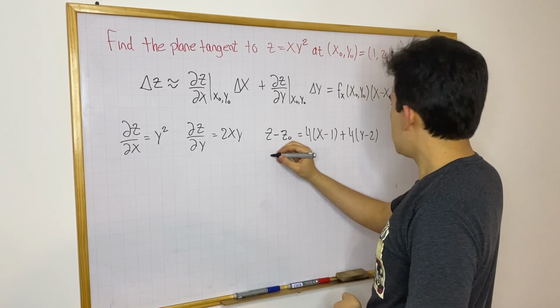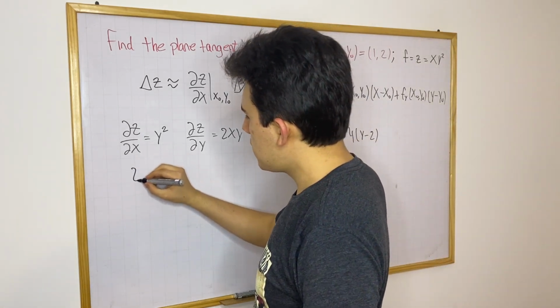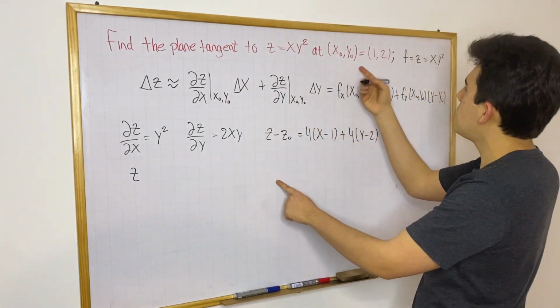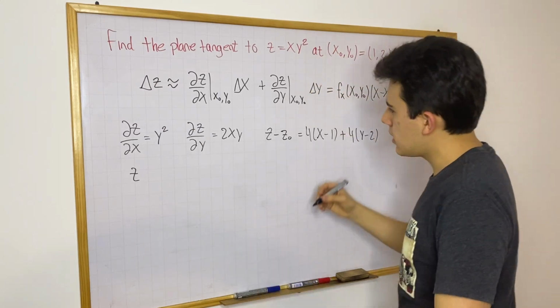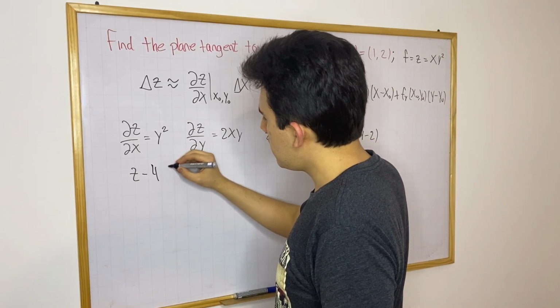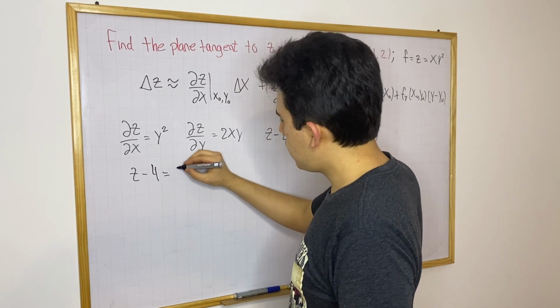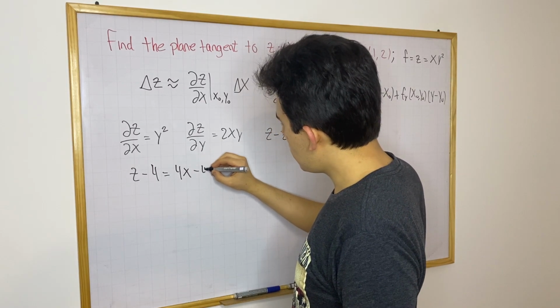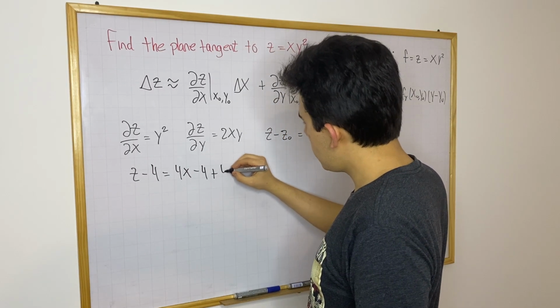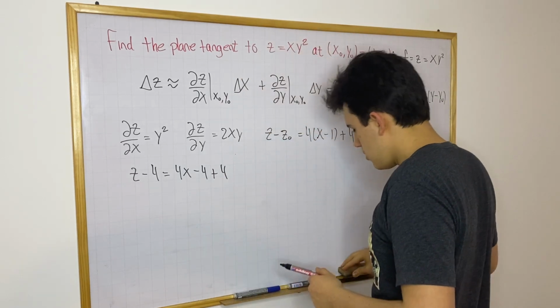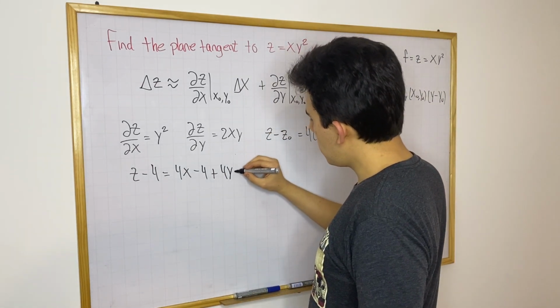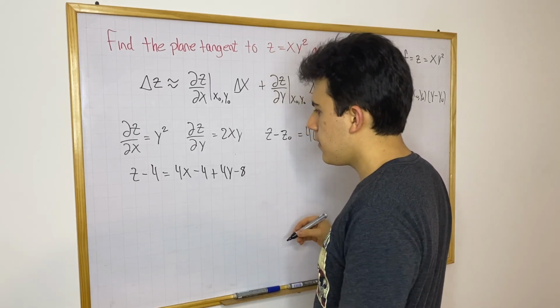So now c naught, what is that going to be equal to? I'm going to do it down here. We're going to have c minus, and now let's evaluate this here. This will be 1 times 2 squared, again, 4. So this will be minus 4 is going to be equal to 4x minus 4 plus 4y minus 8.